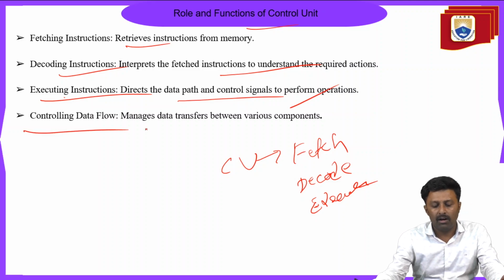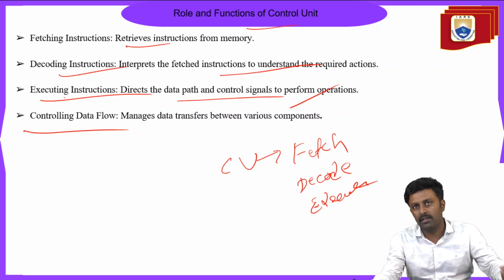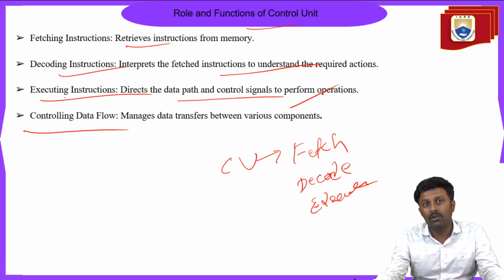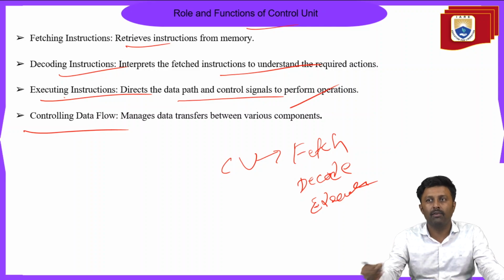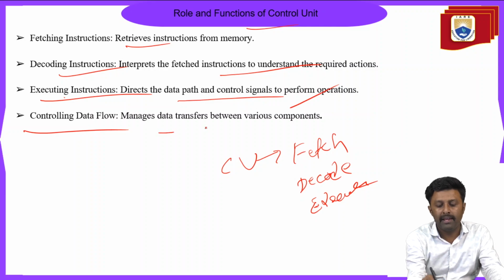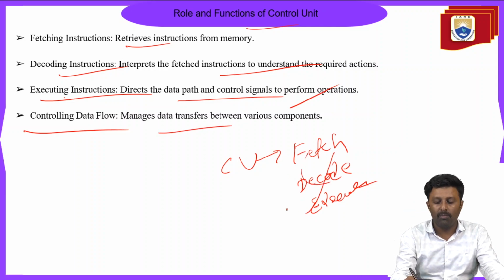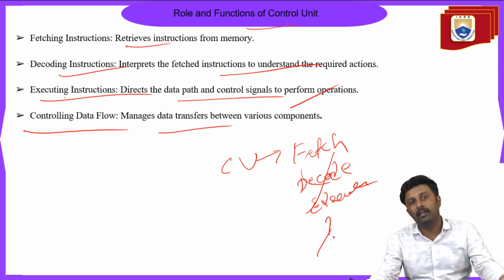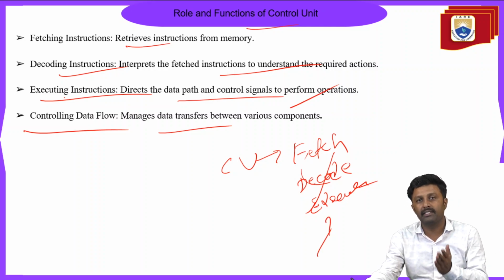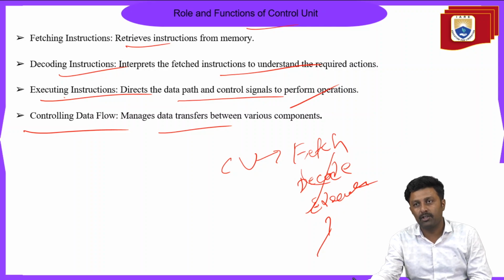Also, the function of the control unit is to control the data flow. Whatever the data flow is, it controls it. That is, it manages the transfer between the various components. Since there will be n number of components present, it has to manage the transfer of data between the various components.